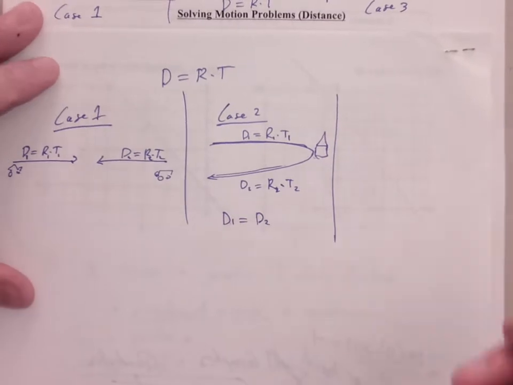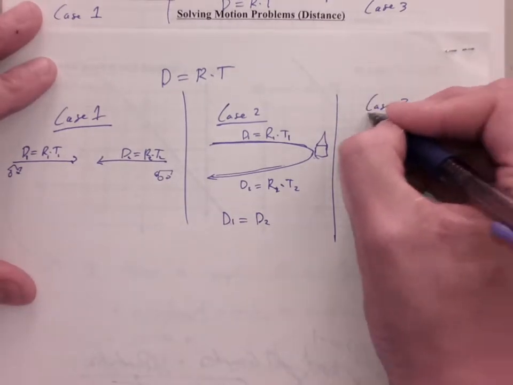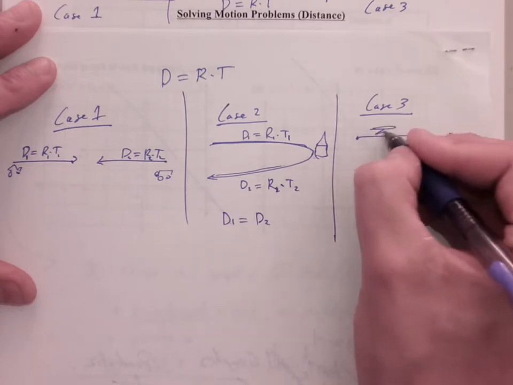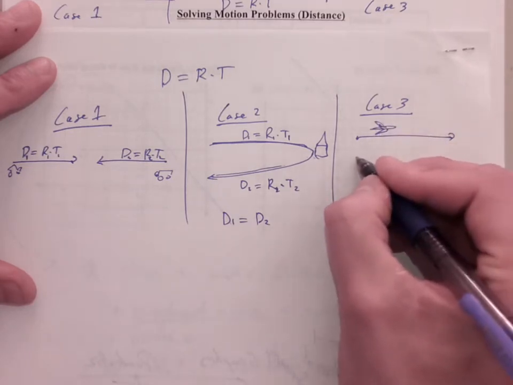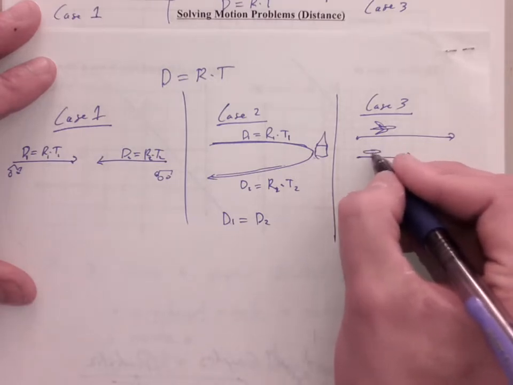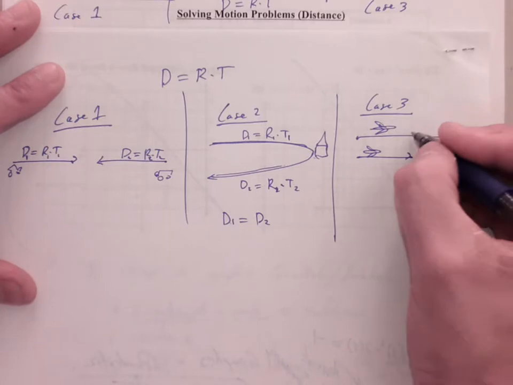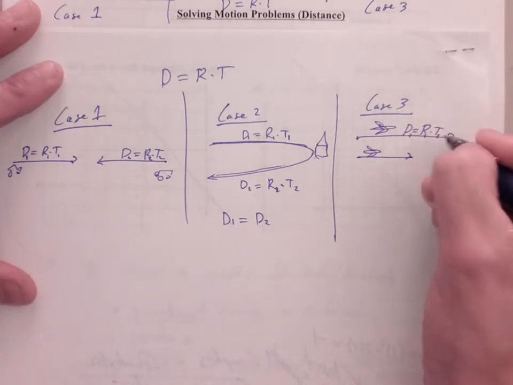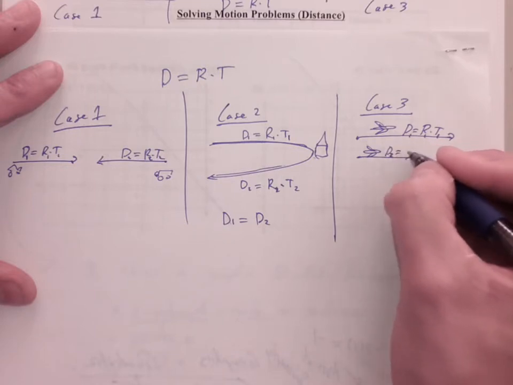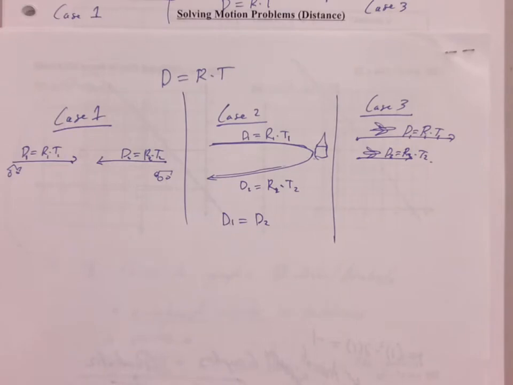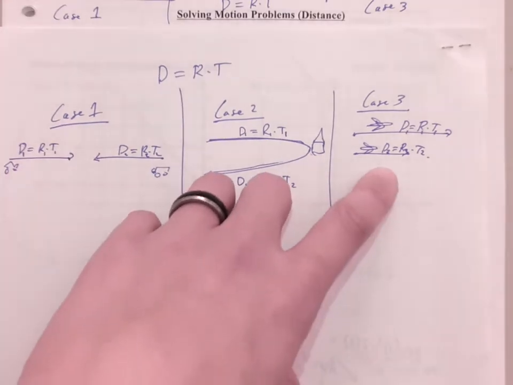We want to look at case 3. For case 3, we have somebody heading out, maybe it's a plane that's left, and then another plane is heading out to try and catch this plane. Again, for each path, each one gets its own distance equals rate times time. And then we want to go ahead and solve these ones, and we'll look at that.